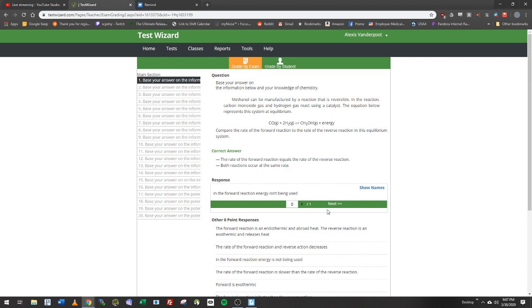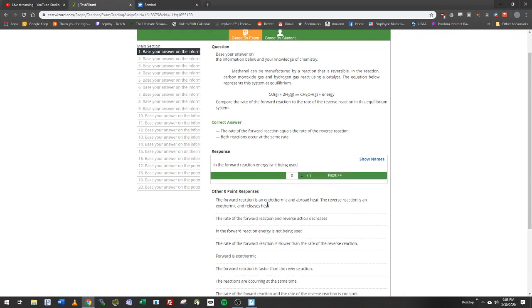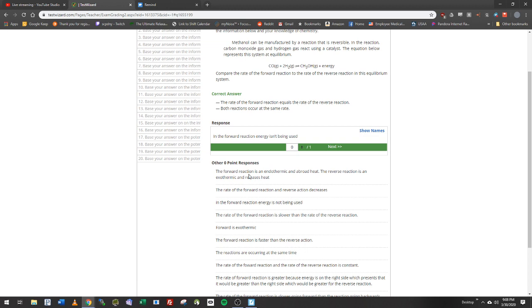The other thing I enjoy about this test wizard is that when I score this as 0 or 1, it's going to list all the answers that I marked as wrong. And if I go through this, I can take a look here.